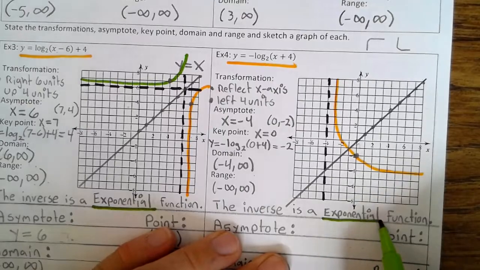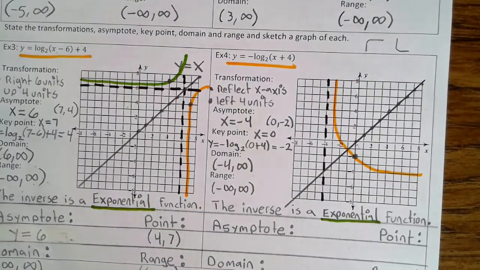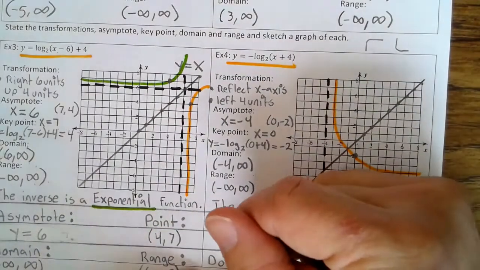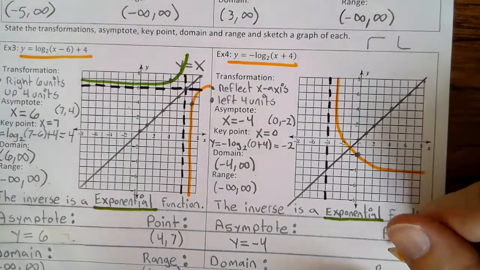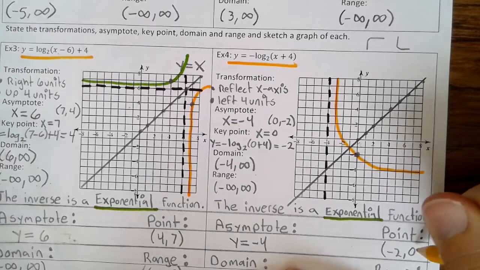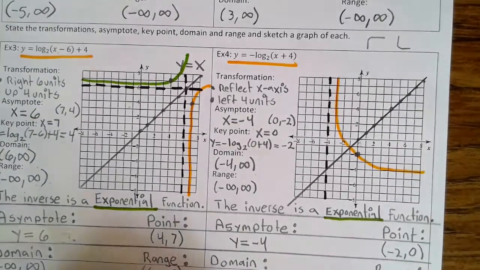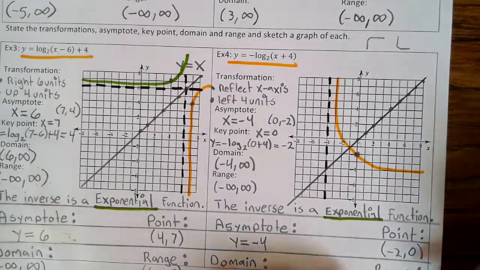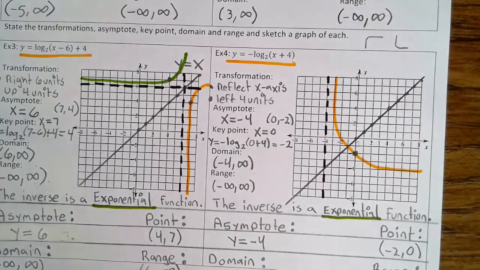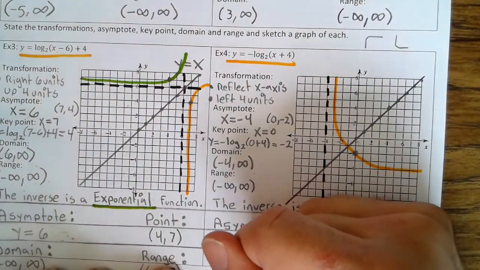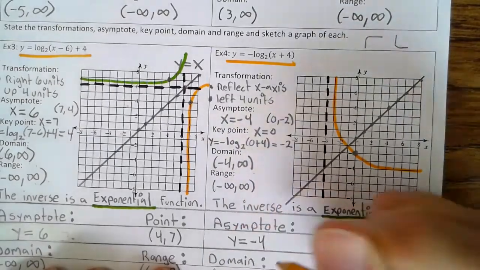And again, the keyword is switch. So the asymptote was x equals negative 4. Now it will be y equals negative 4. And the point was 0, negative 2. Now the point will be negative 2, 0. Now, the domain was negative 4 to infinity. Now the range will be negative 4 to infinity. And the range was negative infinity to positive infinity. Now the domain will be negative infinity to positive infinity.